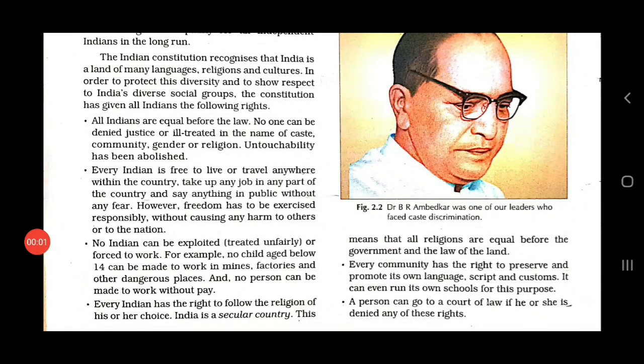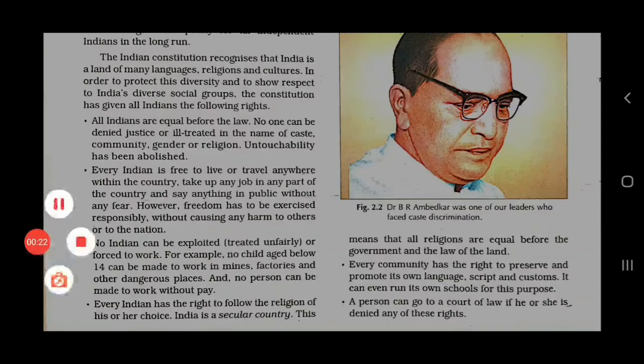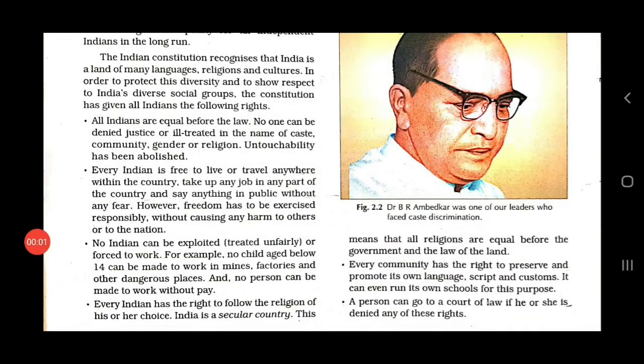Now, one important point, children, which I would like to add over here before finishing up this chapter, is that all the rights which are mentioned over here, we all can enjoy these rights only and only if we perform our duties perfectly. Understood? With this, we come to an end of this chapter.